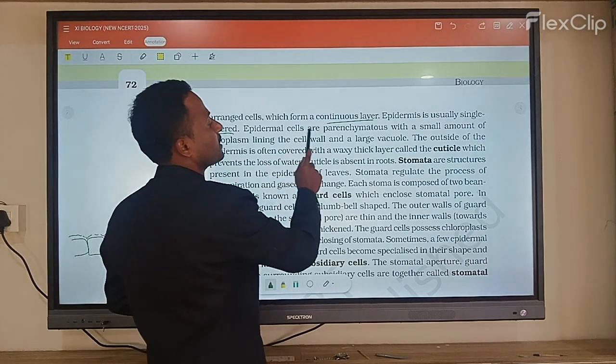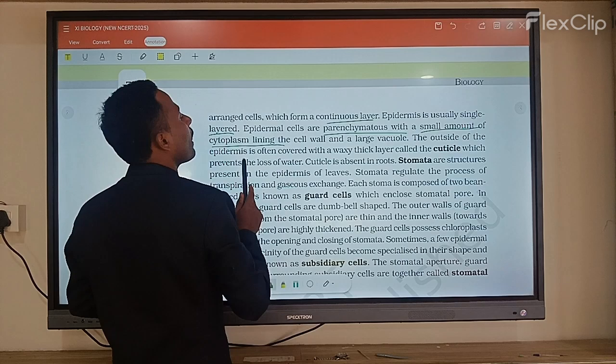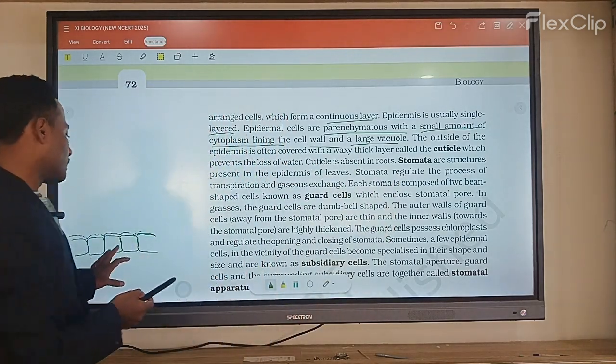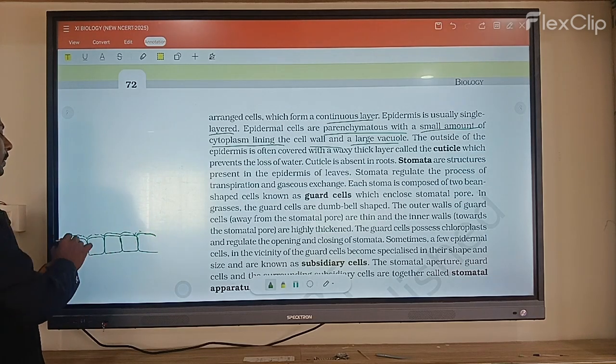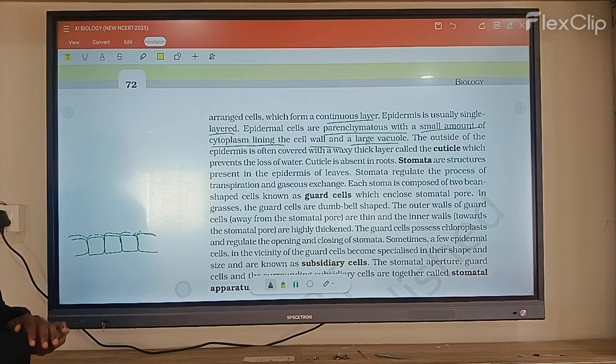And the epidermal cells are parenchyma cells with a small amount of cytoplasm lining the cell wall and a large vacuole. So this entire layer is mostly made up of parenchyma cells, which consist of cytoplasm also.